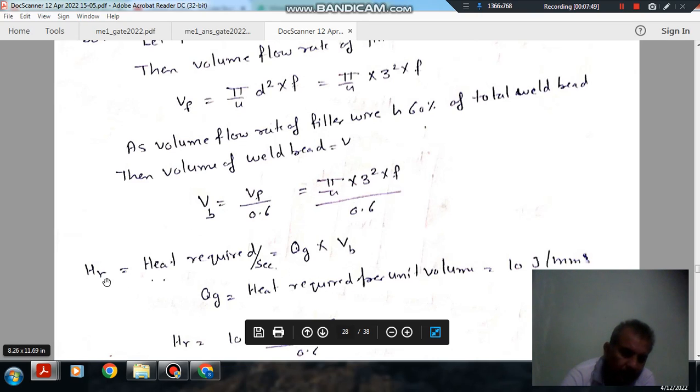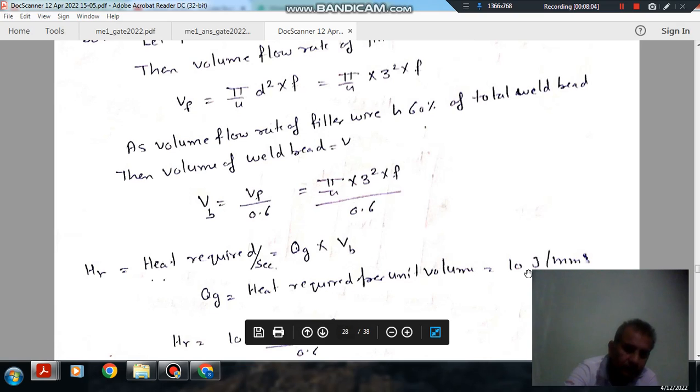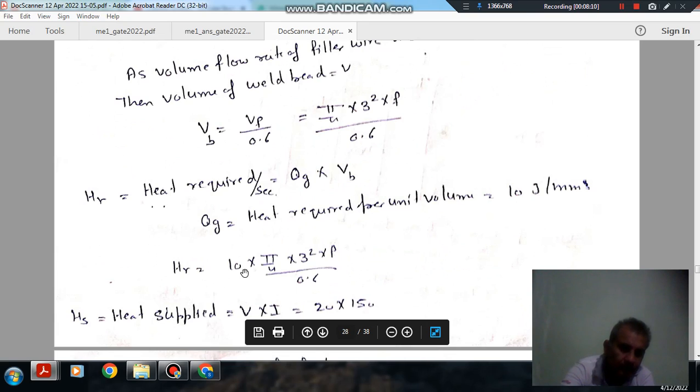Okay, and the heat required to form this weld bead is heat required per unit volume into volume. Heat required per unit volume is 10 joule per mm cube and volume is VB. So heat required will be 10 into pi by 4 3 square F by 0.6.